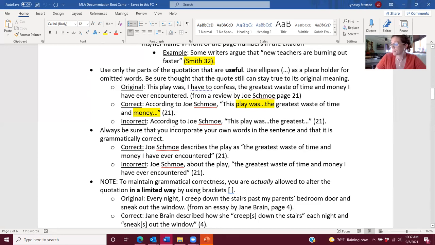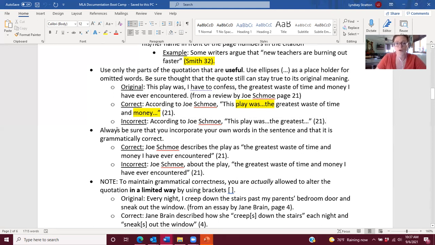Okay, that's not my kid. Okay, sorry. You don't want to put this because it changes the meaning. So he said, again, in his original, that it's the greatest waste of time and money. You do not want to twist the meaning, where here it says like this play was the greatest. It wasn't, because that's not what he said. He said it was the greatest waste of time and money. You want to make sure that it remains true to what it was saying.